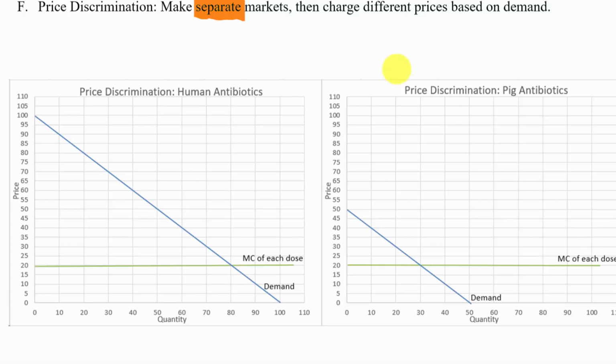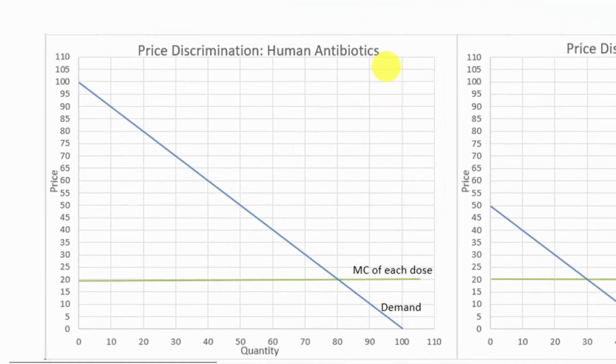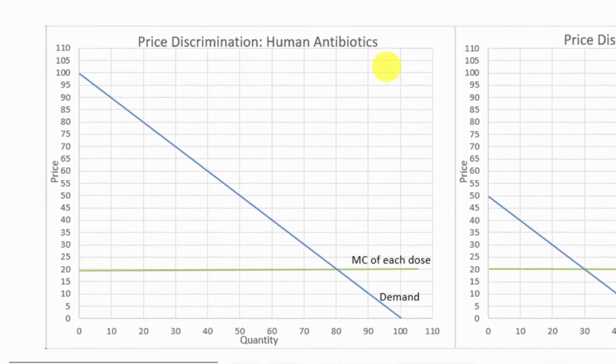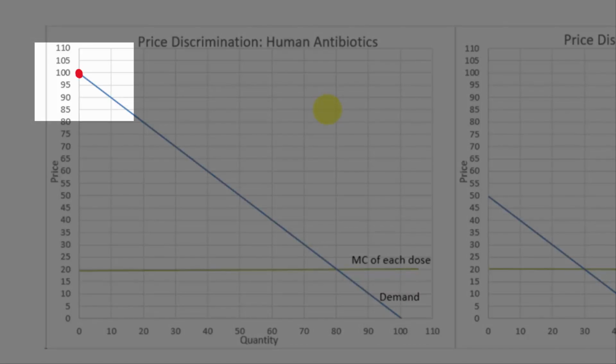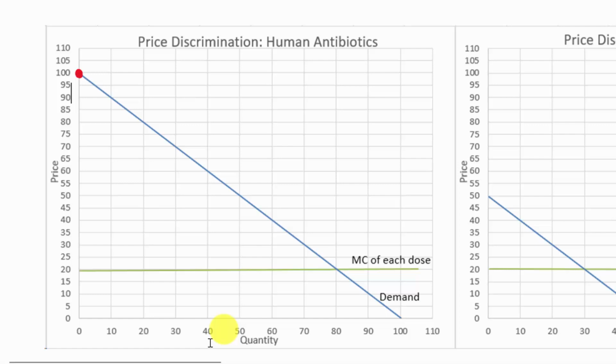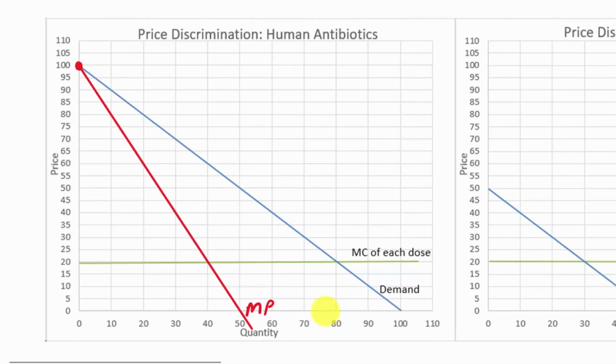So let's look at how a monopolist might do this. So suppose first we just focus on, hey, I've invented a drug and it's going to be used on humans. I determine the demand curve for humans for this drug. Being a monopolist, we draw our marginal revenue curve. So again, remember, the marginal revenue curve starts up here at a price of 100 and a quantity of 0, but then it has twice the slope. So if this demand curve intersects the quantity axis at 100, the marginal revenue curve is going to intersect at 50. So there's our marginal revenue curve.